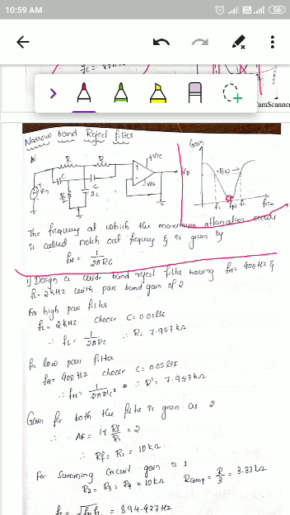So the difference between the wide band reject and narrow band reject filter is that in the wide band reject filter, the pass band will be wider, that is why it's a wide band reject. Here the pass band will be narrow, that is why it's a narrow band reject filter.